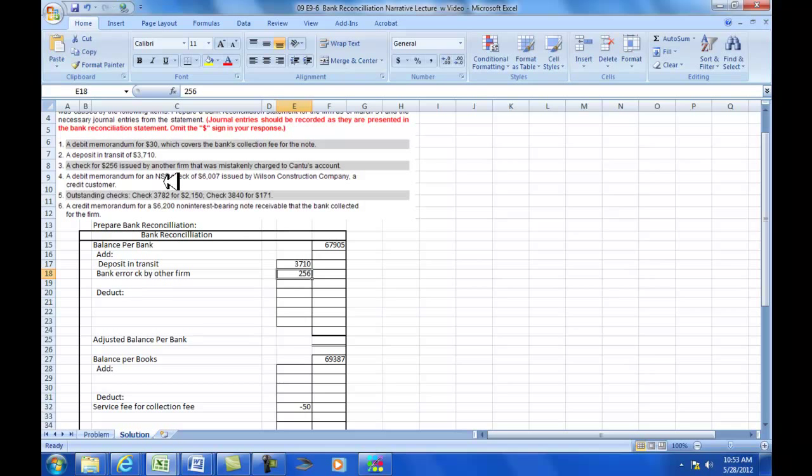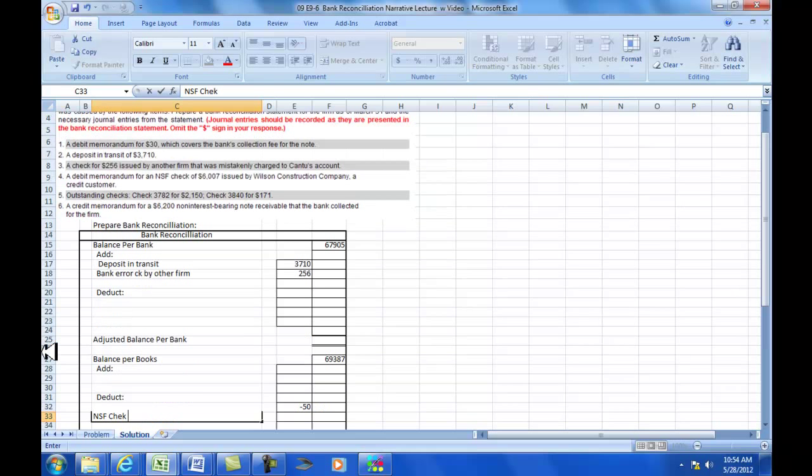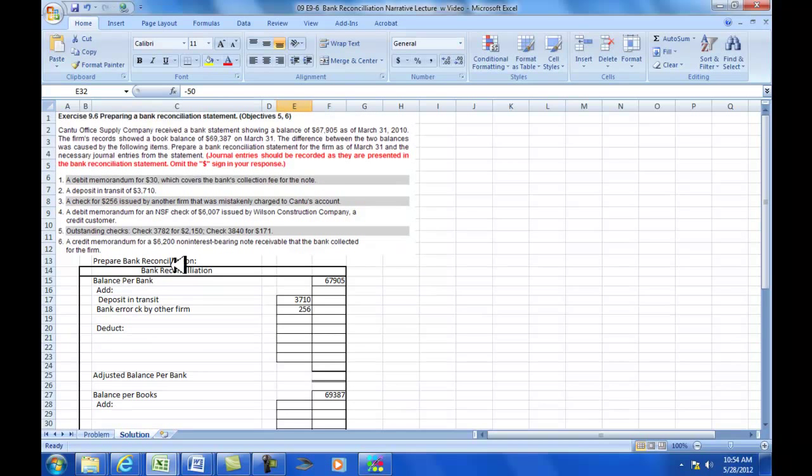A debit memorandum for an NSF check for $6,007 issued by Wilson Construction Company, a credit customer. That showed a debit memo. It's going to be in the bank statement, so that's included in this number, but it's not included in our balance per book. So we've got here an NSF check for $6,007, minus 6,007.